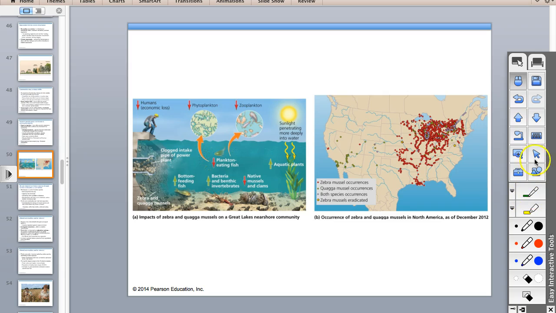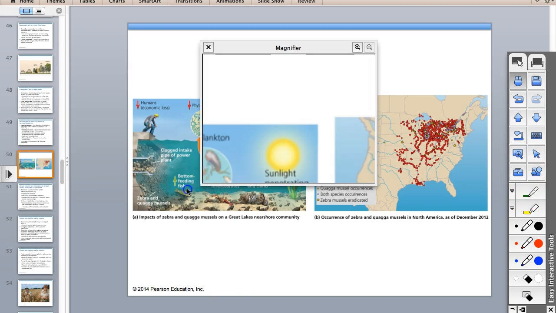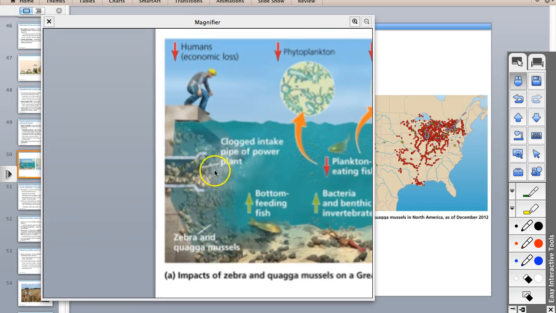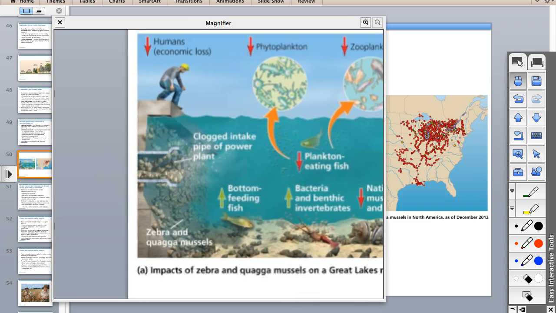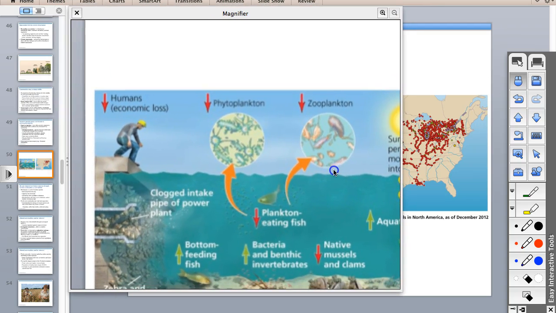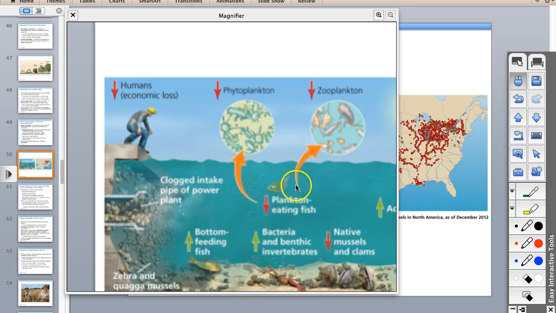All right, so let's look at the other picture and see what the ecological problems are. If I go over here, as far as humans and economic problems, they clog up pipes. Some organisms are going to do better. For example, bottom-feeding fish are going to do great. Phytoplankton and zooplankton populations are going to go down. So anything that eats plankton, their populations are going to suffer because they'll be competing for that resource with the zebra mussels. And this invasive species, the zebra mussel, doesn't have any predators. It doesn't have any diseases in the area, so they're going to do great.